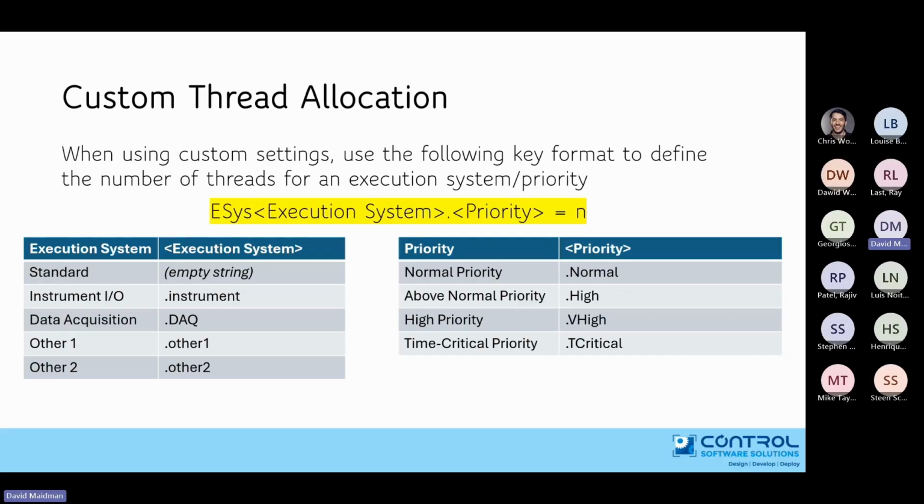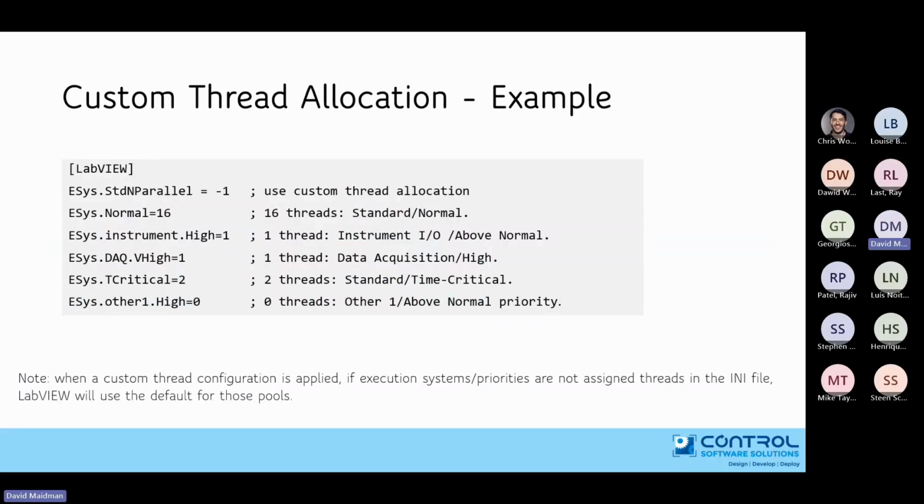Okay, so the priorities we can change. Normal priority is .normal, above normal is .high, high priority is .v high, and time critical is .t critical. Okay, there are warnings, by the way, on using these. I've not covered those. So just as an example, pretend this is my client file.